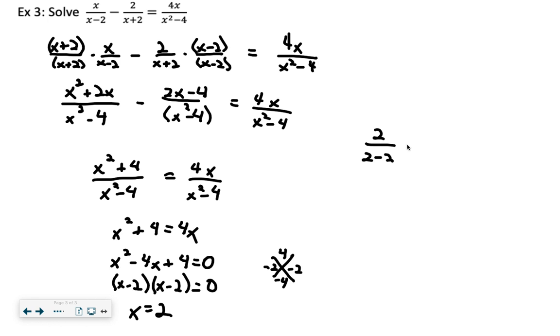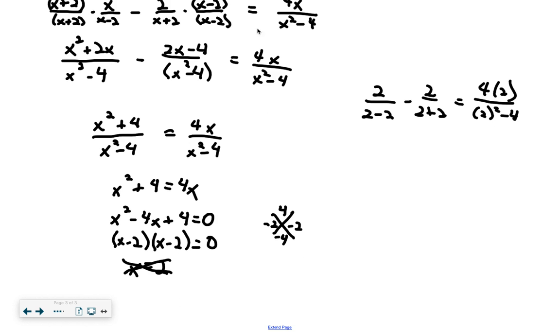I don't even need to write out the rest of this expression. I mean, I can. 2 over 2 plus 2 equals 4 times 2 over 2 squared minus 4. And I can see that I'm going to get 0 here and actually 0 here. But all I need is a 0 in one denominator for this to not work. Right? If I plug that back in and I get something that's undefined, that is an extraneous solution. So since that was my only answer, that means that this problem has no solutions.